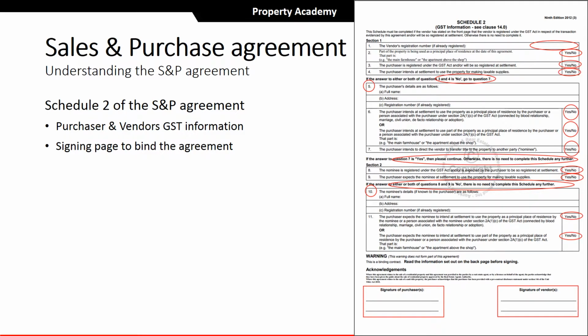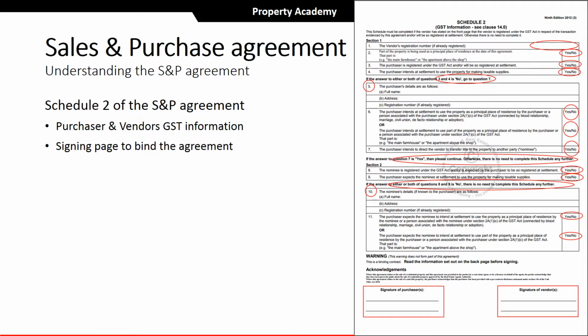Number 7, the purchaser intends to direct the vendor to transfer the title to the property to another party. This is basically what they call nomination, and that's what they're talking about here. So if you're not nominating the sales and purchase contract to another party to take your place as a buyer, then you circle no. If you are nominating it to another entity, which might even be an entity that you own, then you'll be circling yes. But again, keep in mind your lawyer can help assist in this process. It's all part of their service.